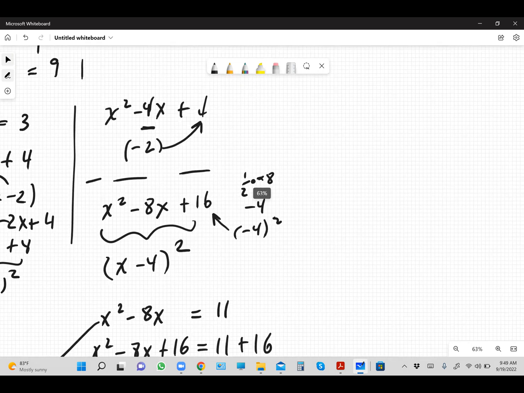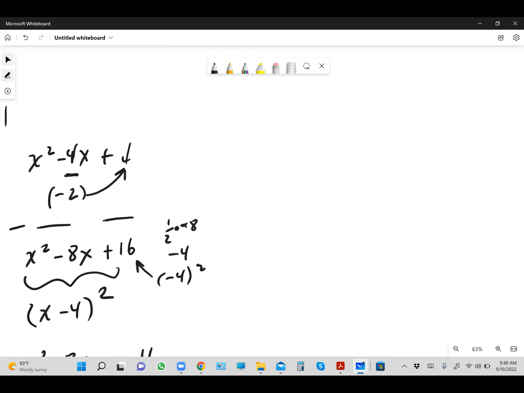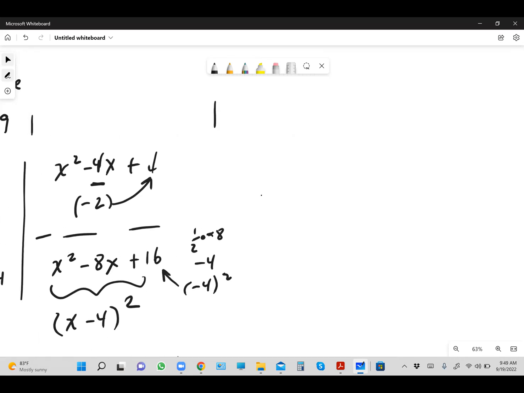Let's try another one here. I'm picking obviously nice numbers. I'm not gonna pick horrible numbers. So let's say you have x squared minus 10x plus, no, let's do minus, plus equals 3.